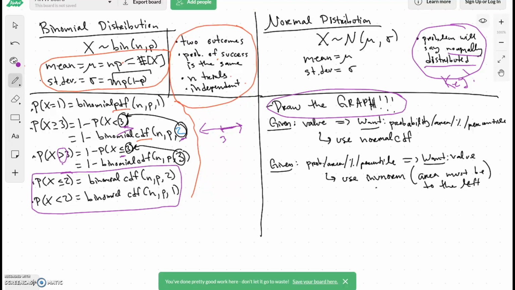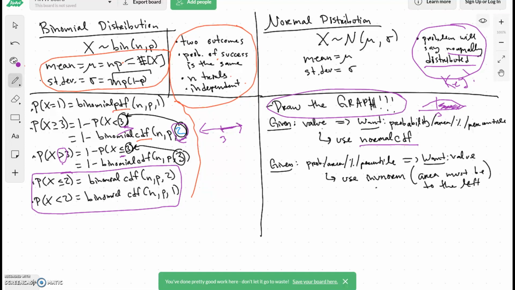One thing about this is that with binomial CDF, notice that you always went 1 down. For normal CDF, you don't go 1 down. This one is only for normal and binomial. I also wrote down here what to do if I'm given the value. Let's say I give you the value of 3, and I want to find the area above it: the area, probability, percent or percentile. Then we're going to use normal CDF.